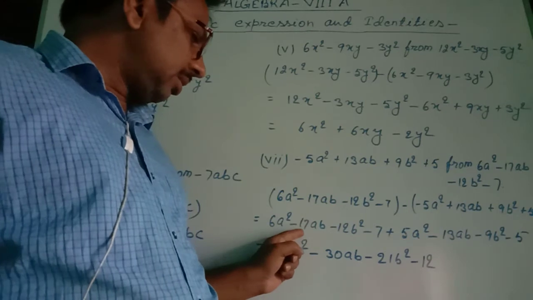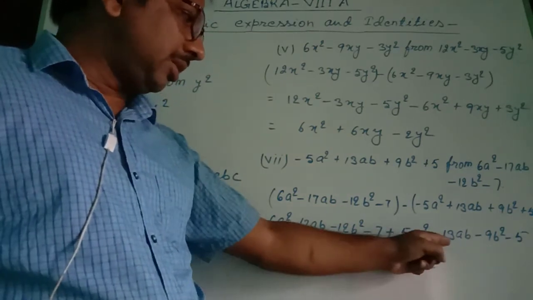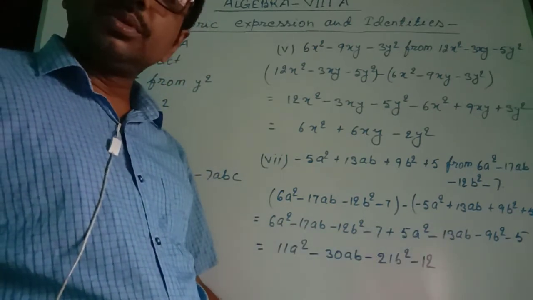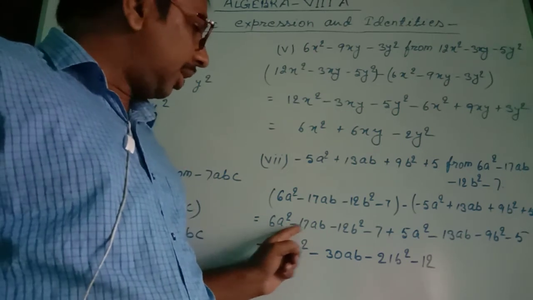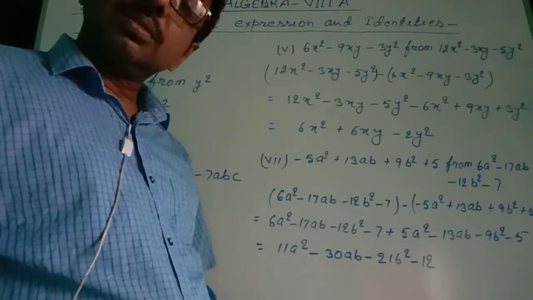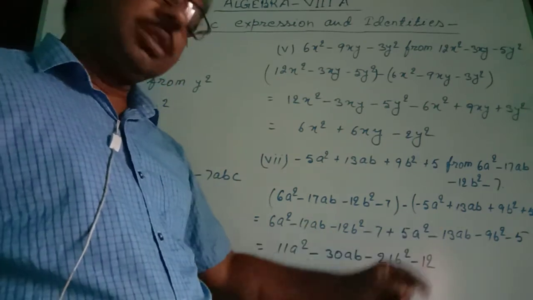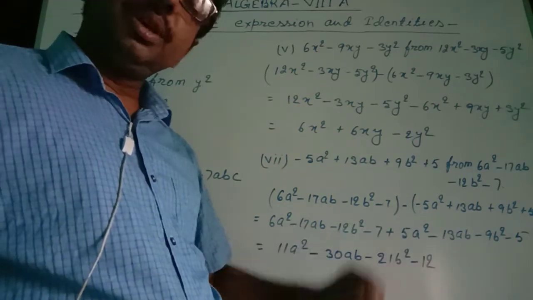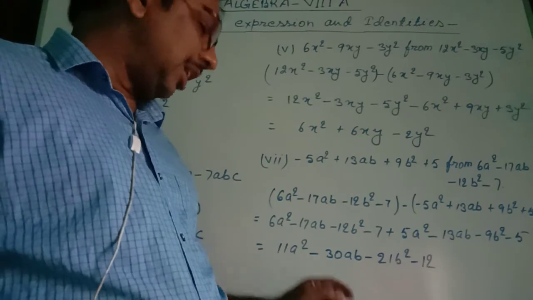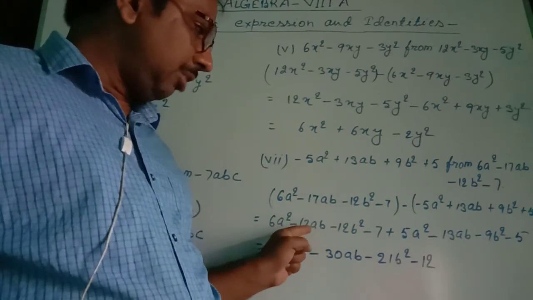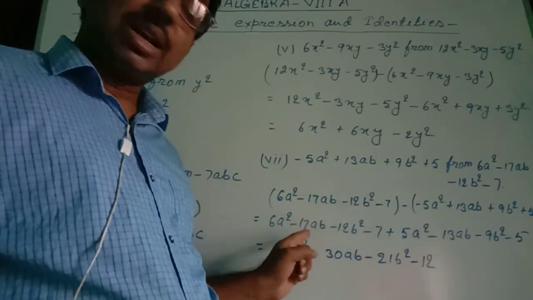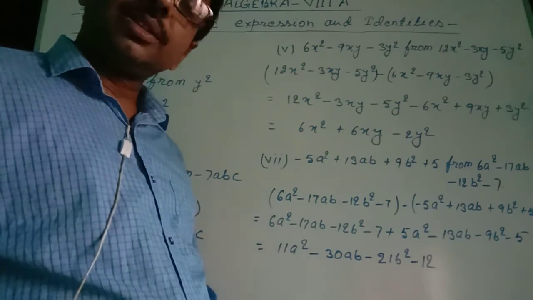Now in the second, minus 17ab and minus 13ab, these two are the like terms. Now we multiplied these two signs, minus minus plus. Plus is coming, so these two terms will be added. 17 plus 13 became 30ab. The sign will come of the greater term. 17ab is greater than 13ab and it has minus sign, so minus will come, minus 30ab.